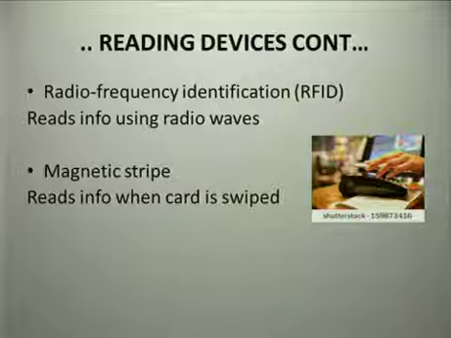Then you also have your magnetic stripe device, where it actually reads information from a card. So when you get your credit card, you'd see it has this stripe that has to be swiped on your machine. So when that card is swiped, it actually reads data into the system. So that is why we also call it part of input devices, but like we said, a more advanced input device.